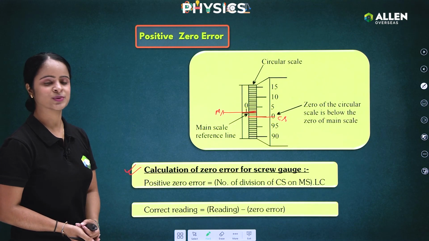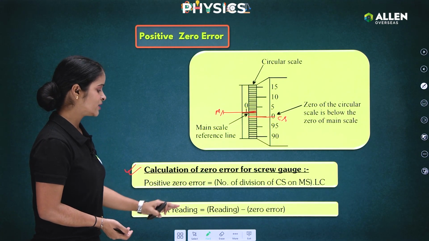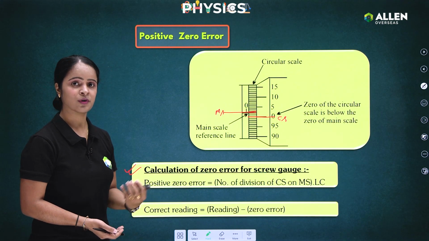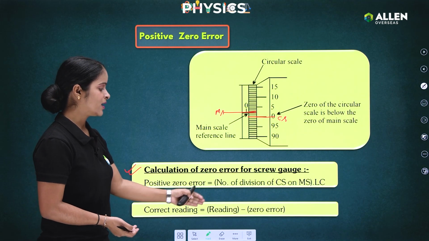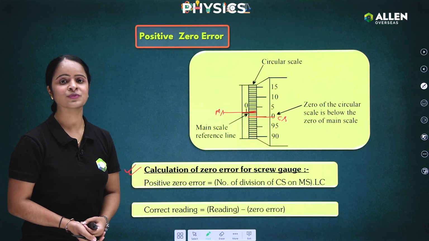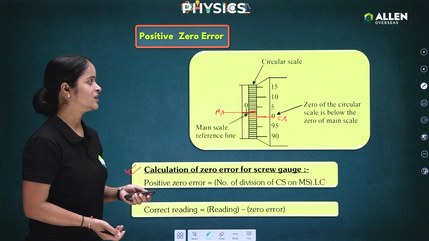So let's move ahead to the next point, that is correct reading. How will we write correct reading? Correct reading will be equal to the reading that we have already studied in our previous slide, minus zero error. That will give you the final correct reading. Hope it is clear to you. So let's move ahead to the next slide.